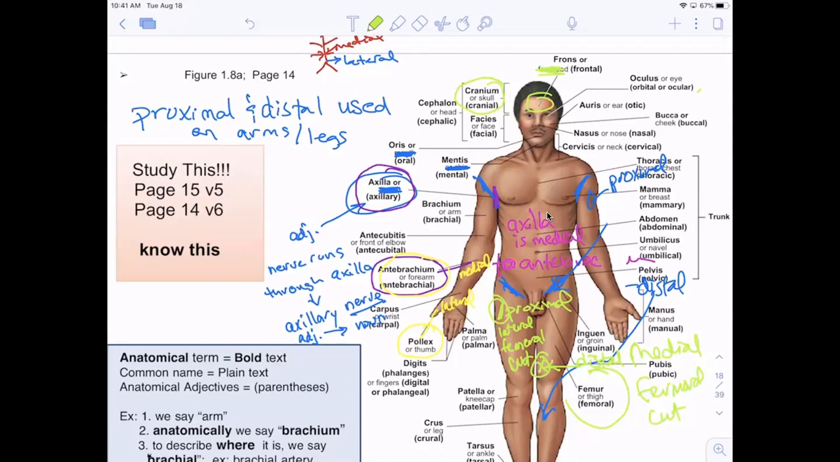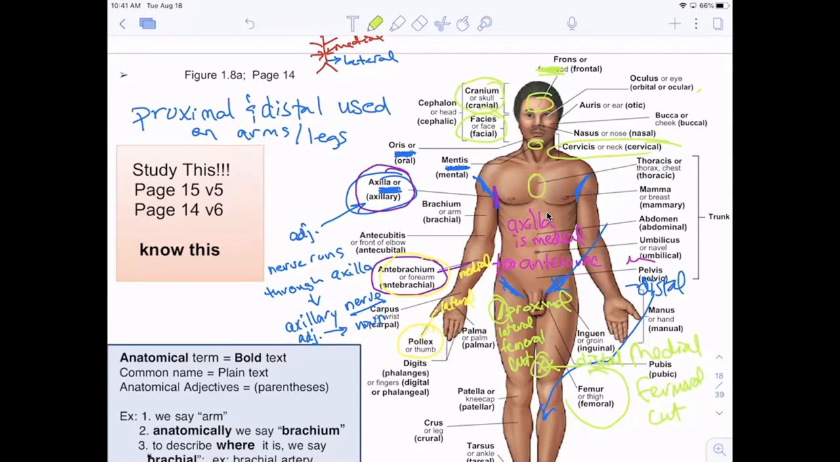Cephalon is your head, that includes your cranium and your facies or face or facial. Oris or oral is mouth. Oral solutions are meant to go in your mouth. Mentis is your chin. Cervicis is your neck. We have cervical vertebra. We have thoracic vertebra. That's in the thoracic area here, right?